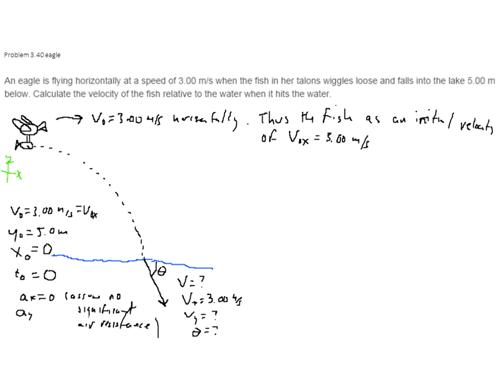And we know that AX was 0, AY is negative G. So over here, we don't know T. We don't know X either. But this is really our target, this value and this value. Because remember, to define velocity, we need a magnitude and a direction.